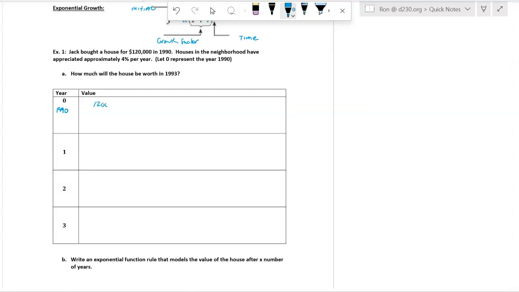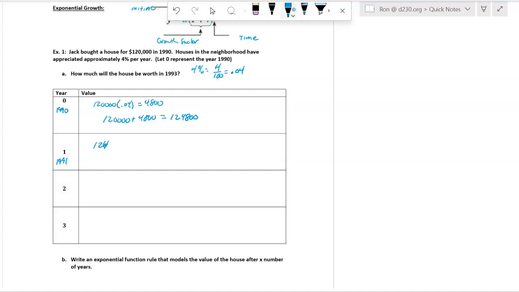So if we did 120,000 times 0.04, remember, 4%, when you calculate it, you have to divide it by 100 to get 0.04. So 4% of that would be $4,800. And now the new value would be 120,000 plus 4,800 would give you 124,800.